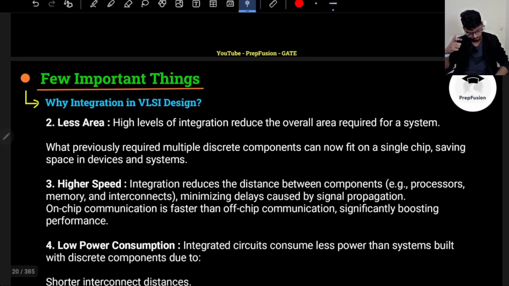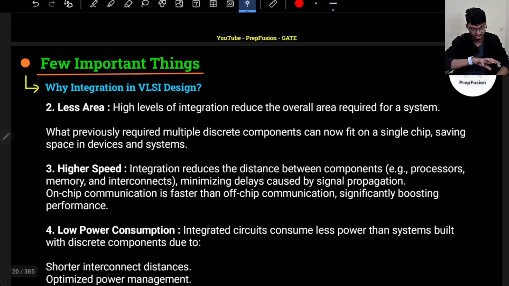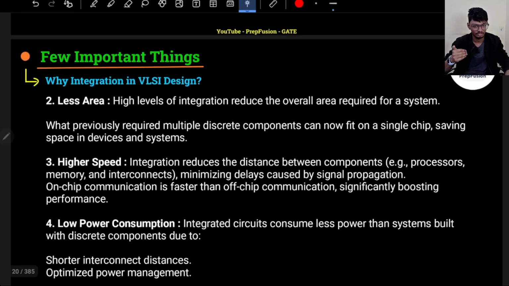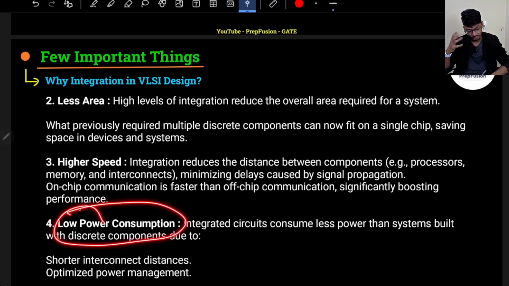Next is less area. If I want to have the same processing power, now it will take me a lower amount of area, right? So if the overall area has reduced, the space will be reduced, and the power consumption will also be reduced due to that. Next is higher speed.